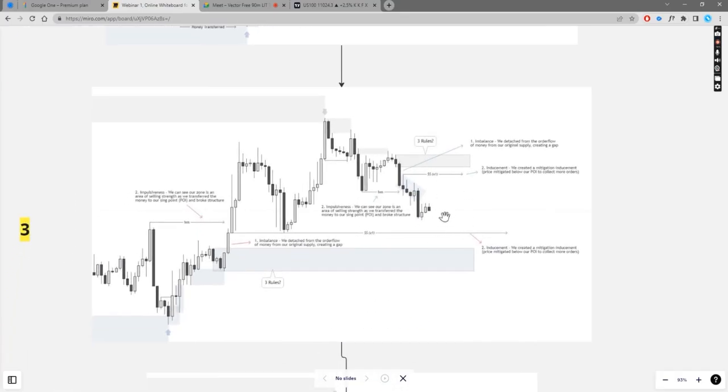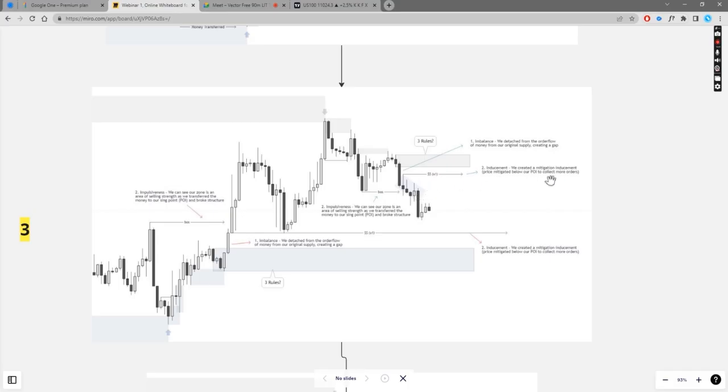And now we want to put in our 3 rules. So we'll start up here. That should be a number 3, and that should be another 3. Apologies. So we've got to ask ourselves, have we got the 3 rules? Well, number 1, we got imbalance, because we detached from the order flow of money from our original supply, creating that gap, that detachment. Inducement, we created a mitigation inducement, so that mitigation cycle, because it's efficient to this point.